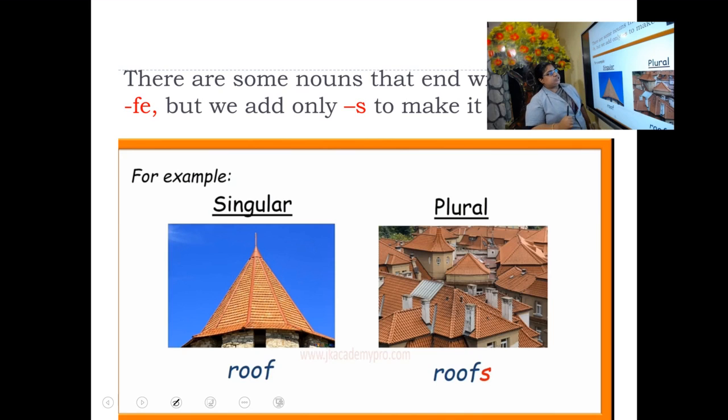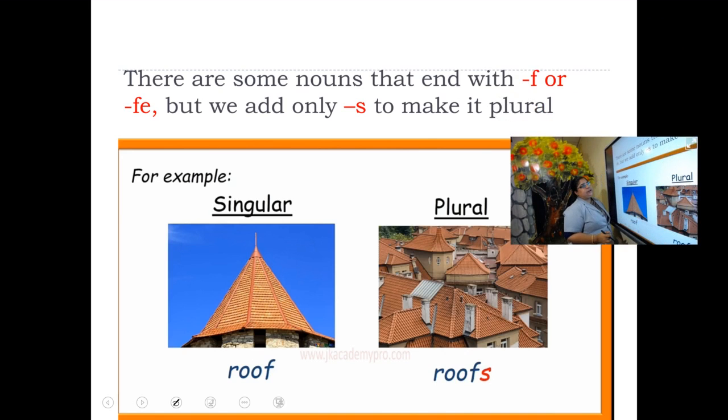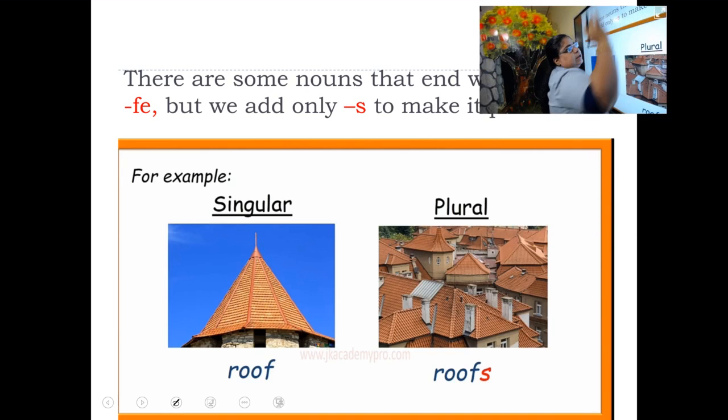Now we are moving to one more rule for the F. In the beginning we have looked at it. There are some nouns that end with F or FE, but we add only S to make the plural. We have already studied that if a word ends with F or FE, you remove F or FE and then add VES. But some words ending with F, we can't do like that. We cannot remove F. Look at this word. This is roof, right? When you remove F from that, you cannot make the word itself. So we cannot make the plural that way. If this type of word comes, you just simply add one S here.